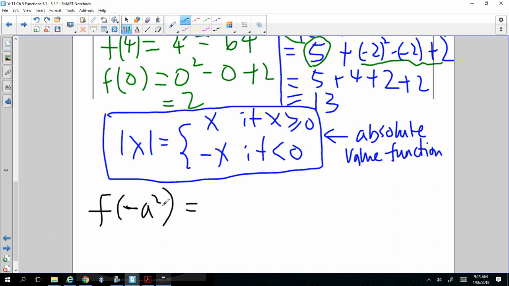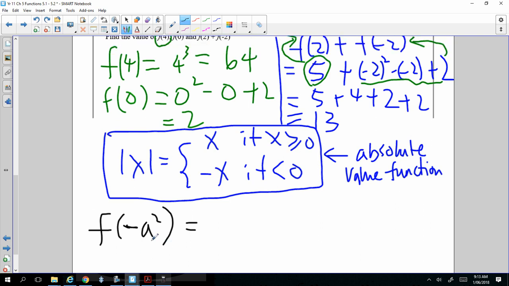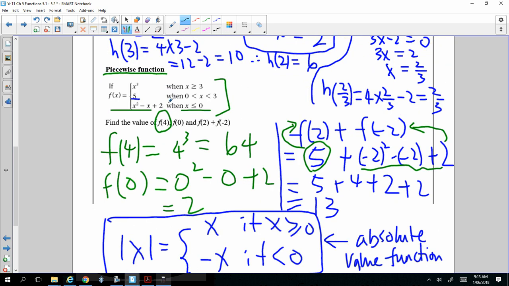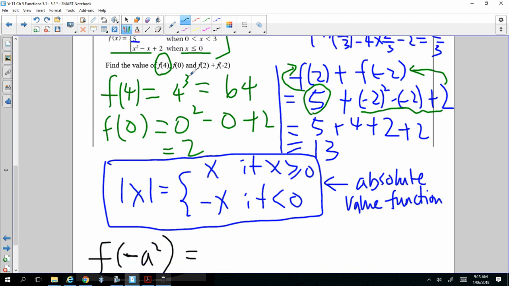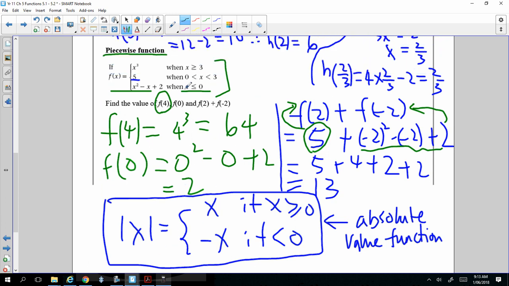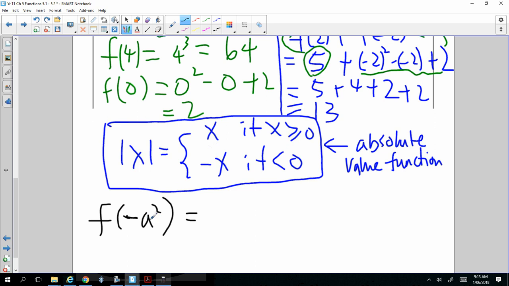Now, f(-a²), which option do I use? I don't know what a is. But you can actually choose the right option. See if you can figure it out. Why the last one? It's negative. Yeah, that's right. But it only works because negative a squared is always negative. It wouldn't work if I write negative a. That may not be negative. That could be positive. Right? Because negative a squared is always negative, I choose the last option.